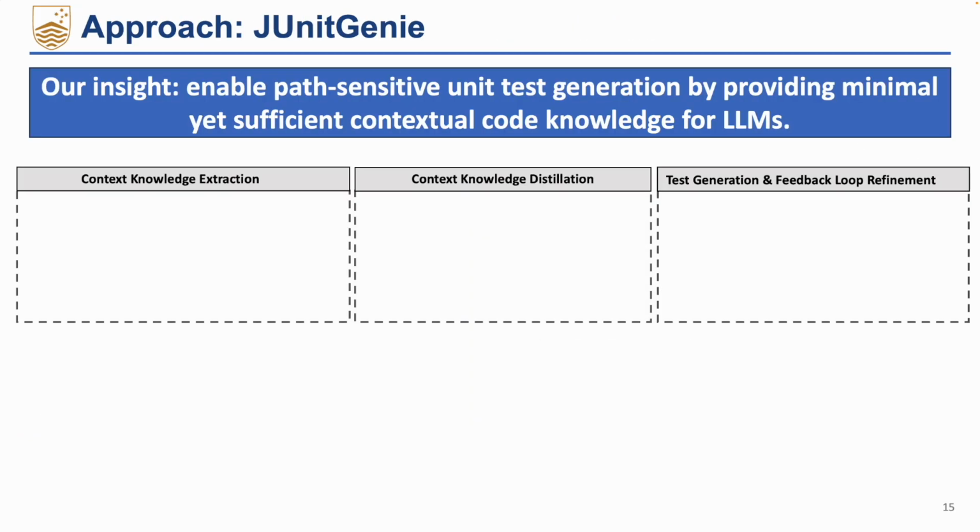To address these challenges, our insight is to enable path-sensitive unit test generation by providing minimal yet sufficient contextual code knowledge for LLMs. Based on this idea, we developed JUnitGenie, a framework that guides LLMs to generate high-coverage and executable unit tests. JUnitGenie is built on three modules: context knowledge extraction, context knowledge distillation, and test generation with feedback loop.